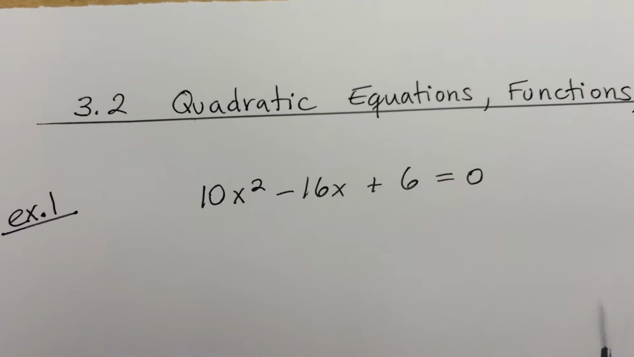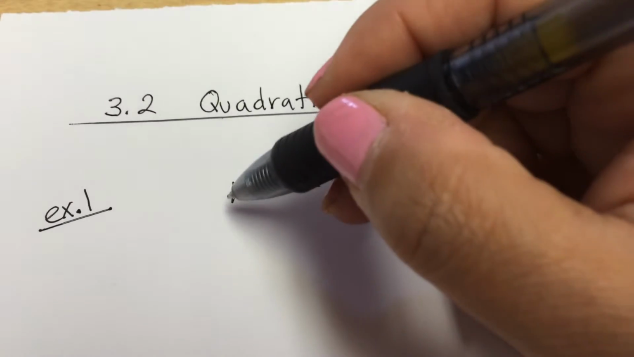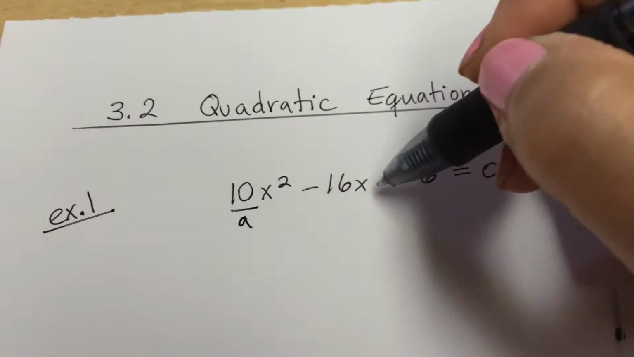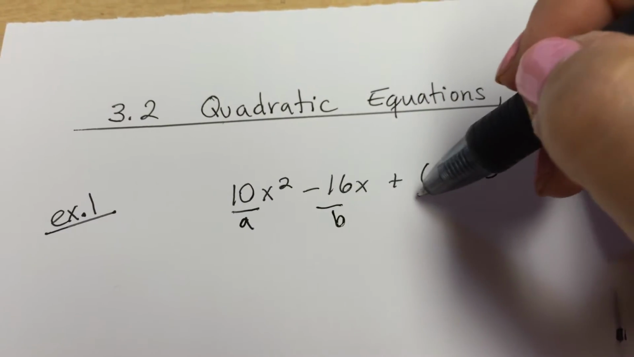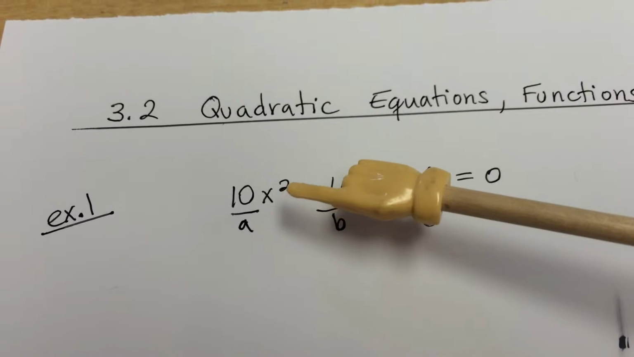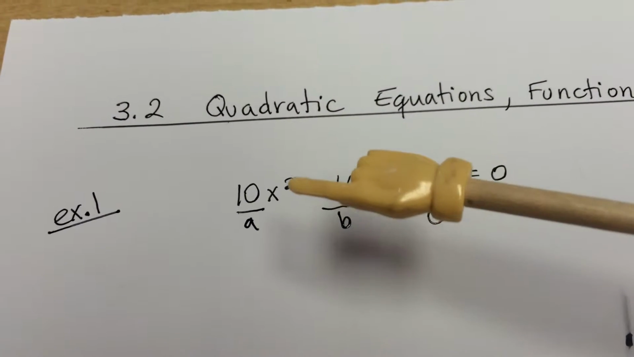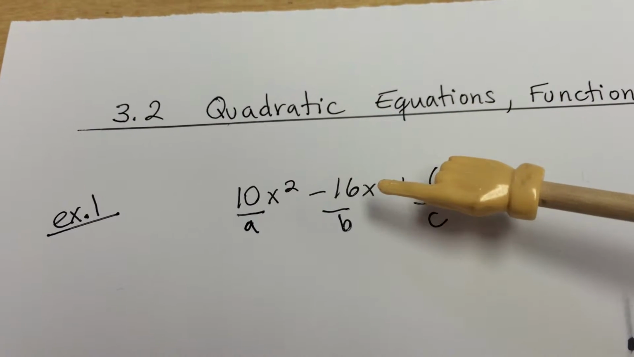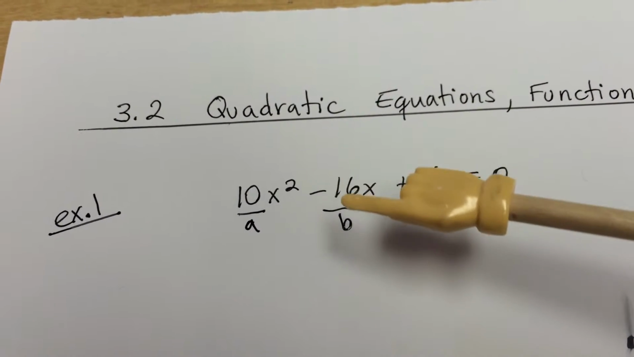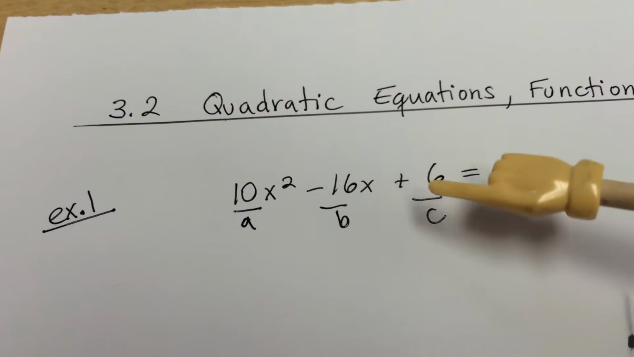Okay? So I'm going to use the big X method. For the big X method, I will have to label my A right here, and this is my B, and this is my C. So A is always going to be the x squared right here. So make sure they're in the correct ordering. x squared would be the highest power, so that's your A. The next one should be x, so that's your B right there, the negative 16 coefficient. And then C, the constant, which is 6, that's going to be this part right there.